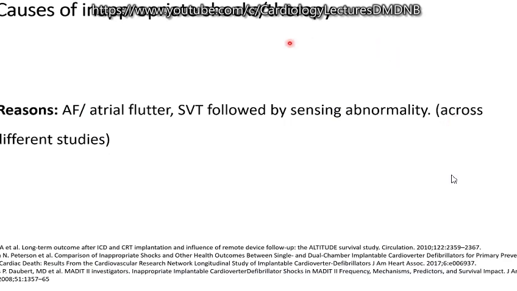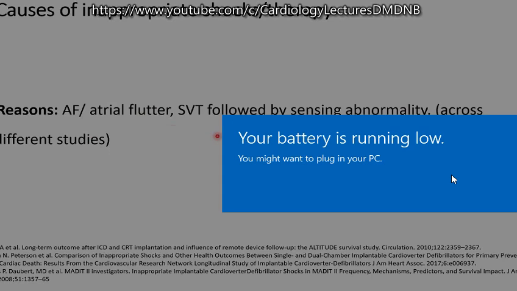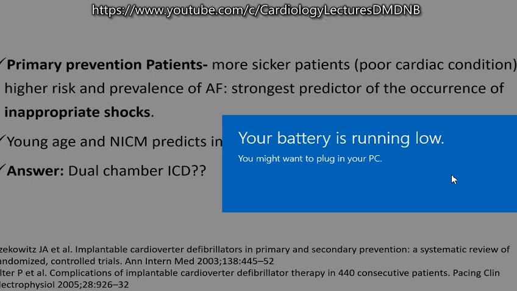So what are the causes of this? We were talking about the appropriate shocks. What are the causes of inappropriate ones? The commonest cause of inappropriate shock is supraventricular tachycardias. And out of that, the commonest are atrial fibrillation and atrial flutter, followed by other supraventricular tachycardias like sinus tachycardia. So what happens when we give ICD for primary prevention?